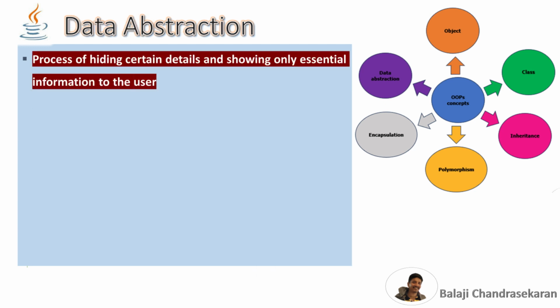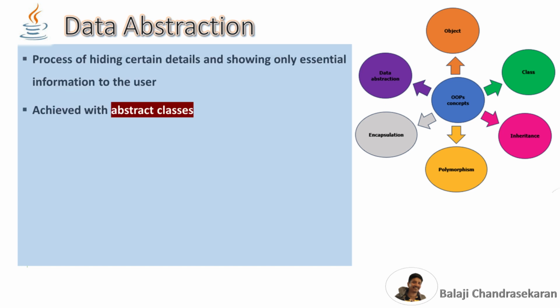Data abstraction is the process of hiding certain details and showing only essential information to the user. Abstraction can be achieved with either abstract classes or interfaces. The abstract keyword is a non-access modifier, used for classes and methods. An abstract class is a restricted class that cannot be used to create objects. To access it, it must be inherited from another class.